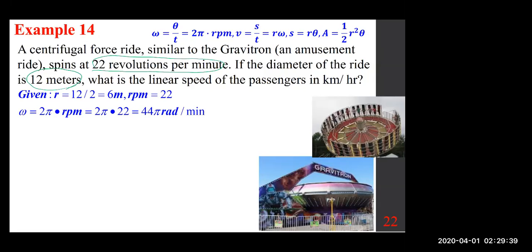V equals R omega. R is given, omega is found. Here's the answer. Now, the thing we want to pay attention to is that we're done, except we want to write them in what? You need to write it in kilometers per hour. Kilometers per hour, exactly.